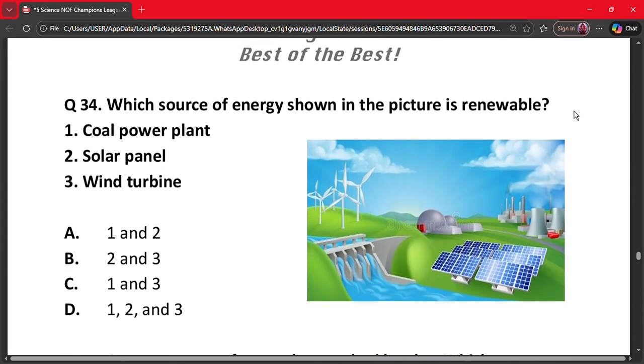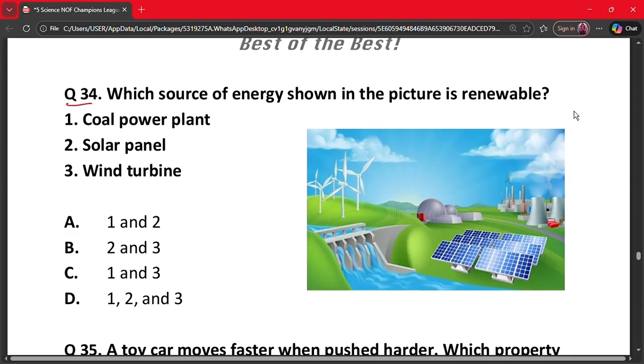Let's move on to the next question. That is question number 34. Which source of energy shown in the picture is renewable? 1. Coal power plant. 2nd. Solar panel. 3rd. Wind turbine. Option A says 1 and 2. Option B says 2 and 3. Option C says 1 and 3. And option D says 1, 2 and 3. So the correct answer is option B.